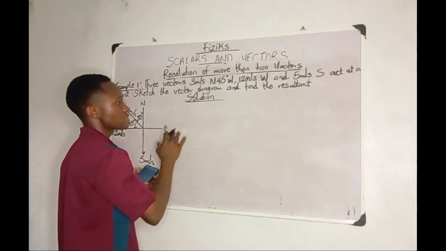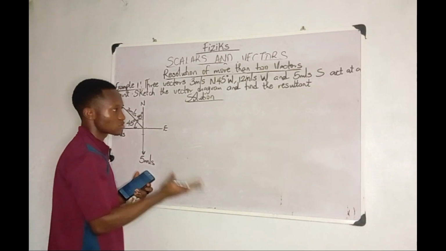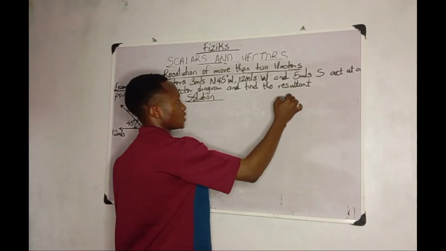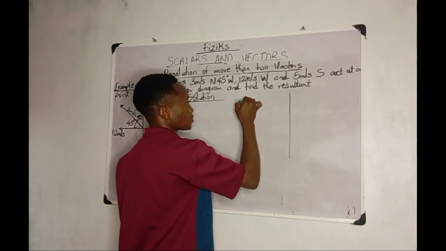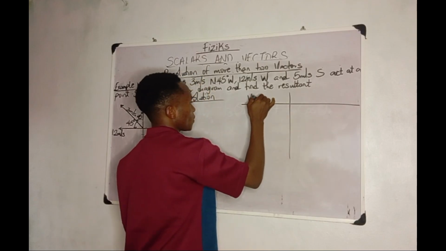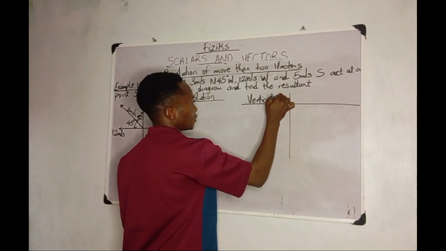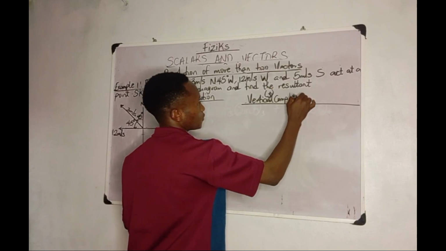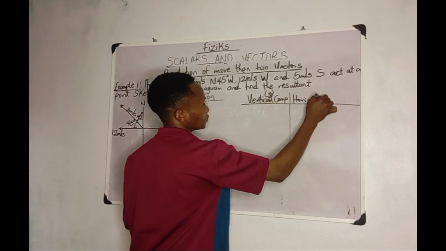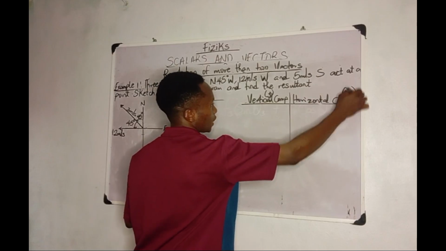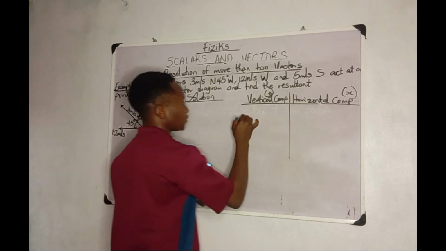So I'm going to be creating two different tables. The two different tables are going to be like this, where we have the vertical and we also have the horizontal. We do it here. So we have the vertical component, which is your y, and you have the horizontal component, which is your x. So let's take the first one.